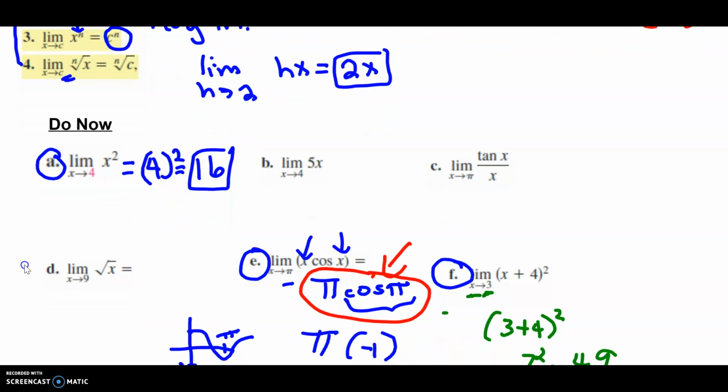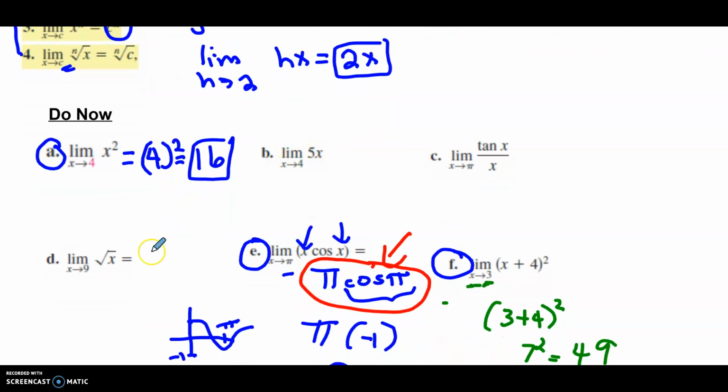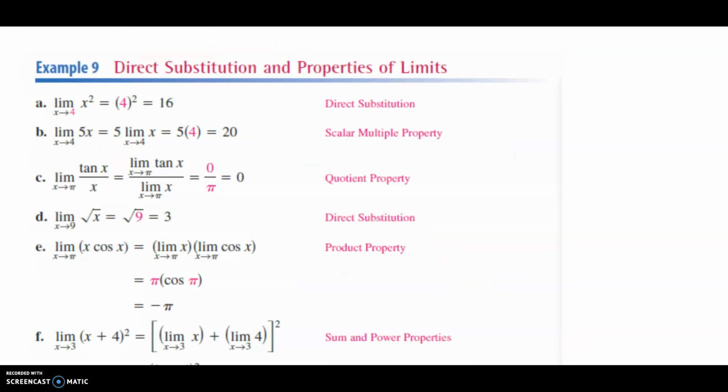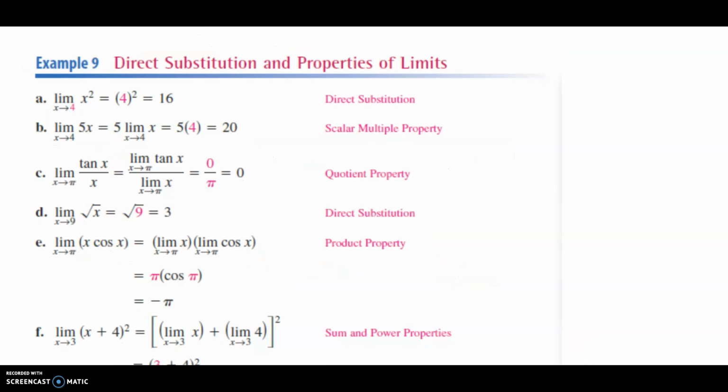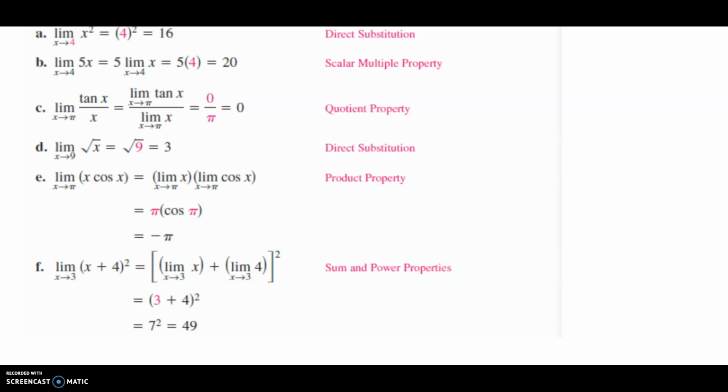All right, I'm asking that you do B, C, D on your own, and then you can check your answers with this page, okay? So as you see, we did A, which was 16, E, which was pi cosine pi, and then I explained why that ended up being -pi, and then F was 49. So check your answers after you try it.